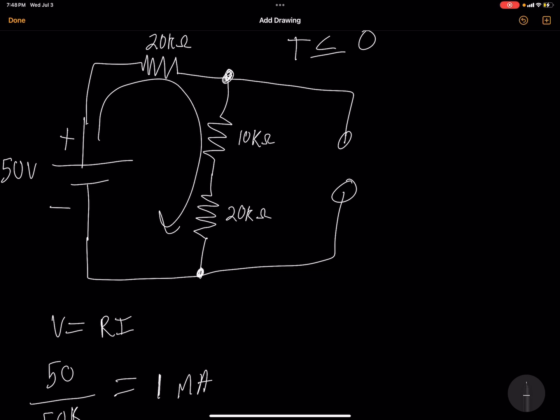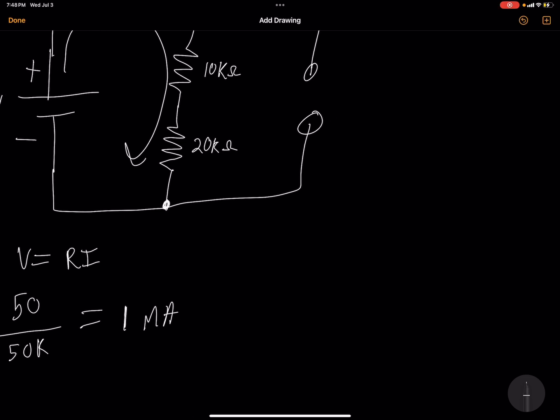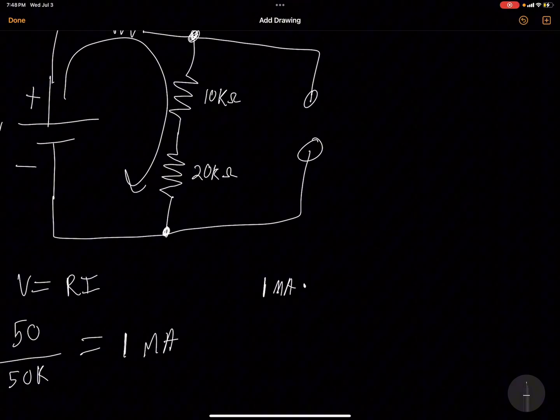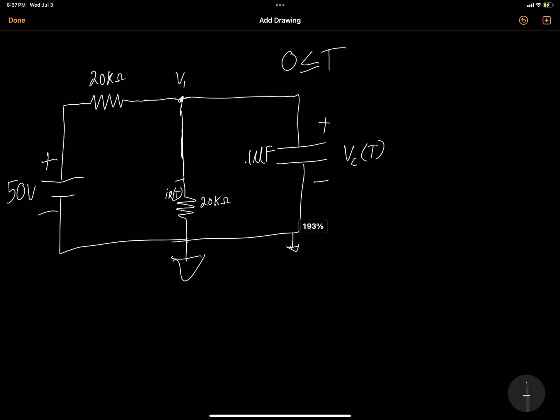So 1 milliamp. We know current times resistance is voltage. So if we do 1 milliamp times 30 kiloohms, we can just do 30 times 1. That gives us 30 volts. That is our initial voltage across the capacitor. Nice. So now that we have our initial value, I can now solve the next part of the circuit for t greater than 0.